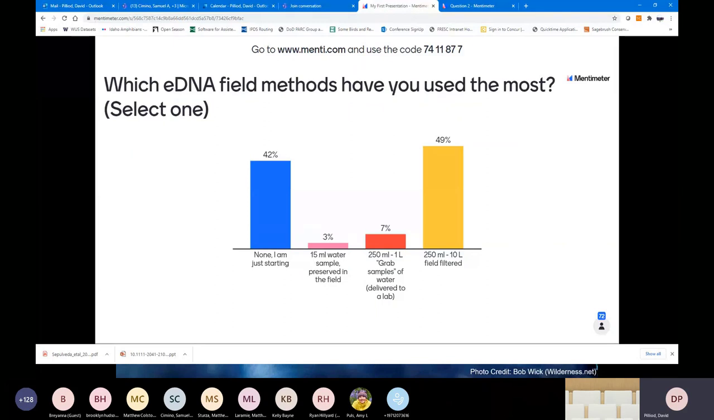So it looks like things are slowing down a little bit. Looks like we're somewhere between folks having very little experience with field methods and then folks doing the field filtering themselves. That's great. That helps us to understand where we're at. Excellent.